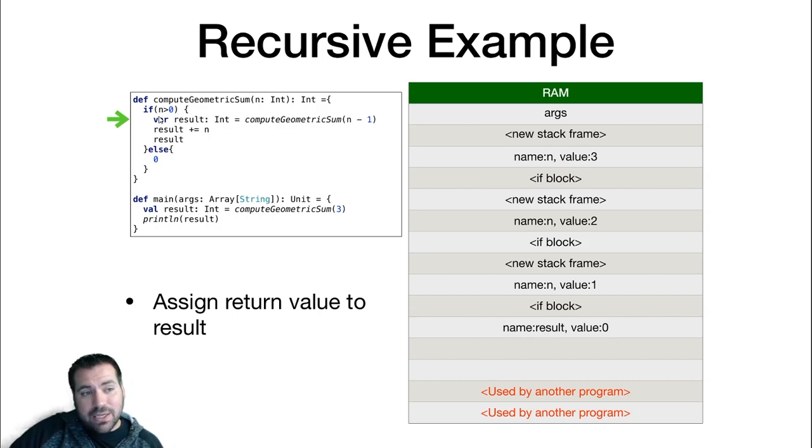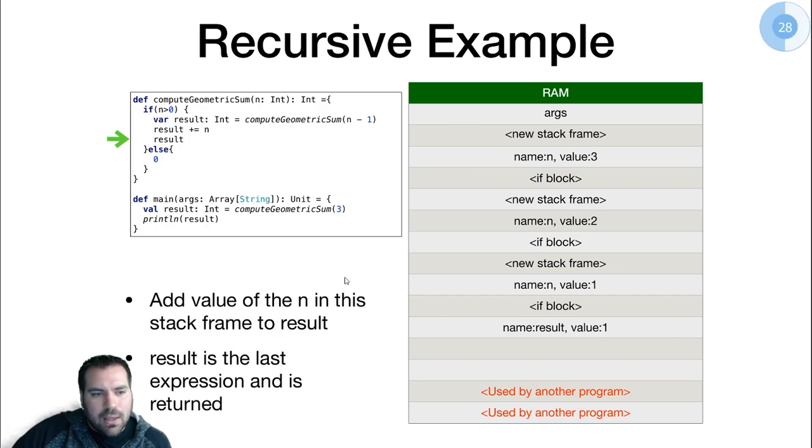And now we can continue the execution of this. We're going to compute result plus equals n. So for n, we look in the current block. We're not going to find it, so we expand our search, always staying within the stack frame, to the next outer block. So in this stack frame, we find a variable n. It has value 1, so we add 1 to result. And now we get to return result from this stack frame.